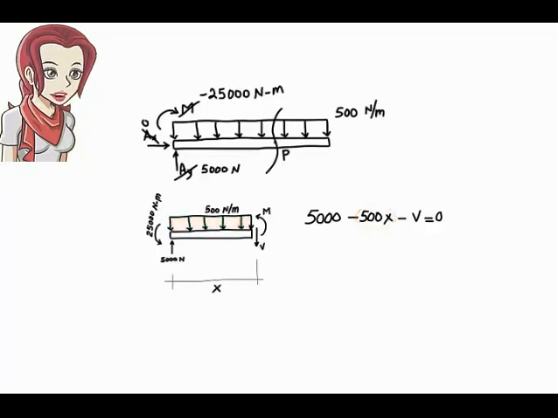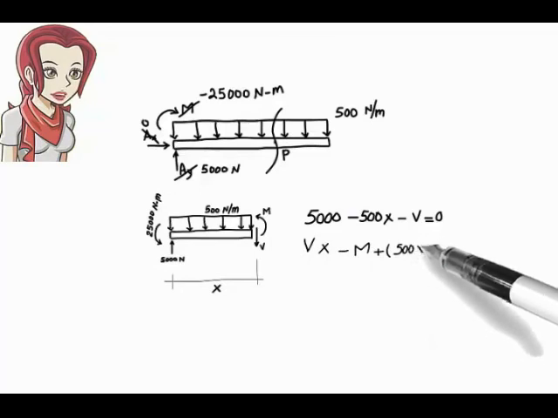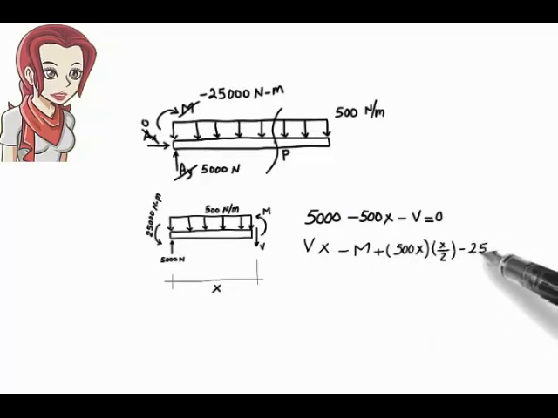Sum of the moments about point A must be 0. Therefore, V times x minus M plus 500x times x over 2 minus 25,000 equals 0. Just like the first equation, here 500 times x is the area of the rectangle representing the distributed load. x over 2 is the distance from the center of the area to point A. Hence, the product gives the moment of the distributed load about point A.